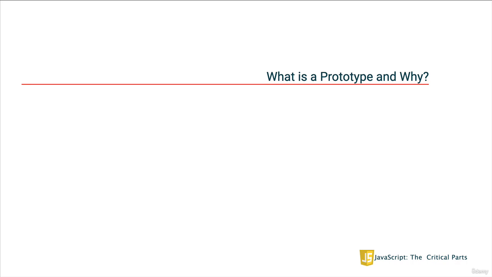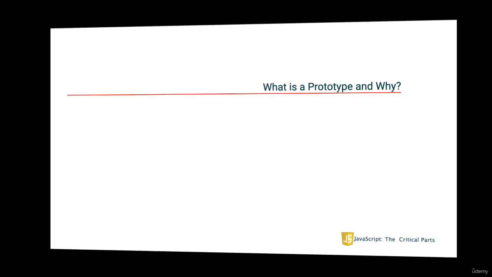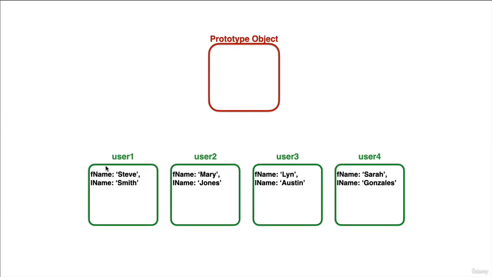Now, before we dive into this in more detail by looking at examples in actual code, let's think about the power of this concept. Let's say we had 4 user objects, as we're showing right here: user 1, user 2, user 3, user 4. They each have an fName property and an lName property, and they have different values for those properties, as we can see, because their names are different.